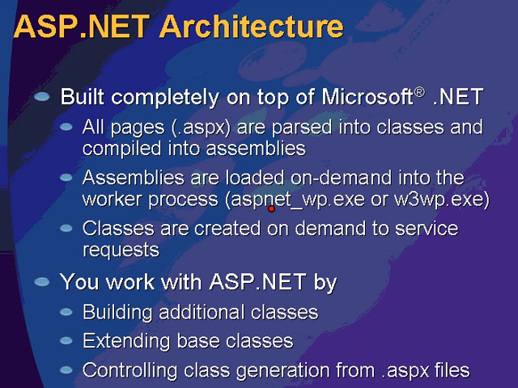The worker process itself, if you want to go looking for it, is going to be either ASP.NET_WP.exe if you're running XP or Server 2000, or it's going to be W3WP.exe if you're running Server 2003, which probably most real live deployed sites are going to be doing today. That's using IIS6. And then classes are created on demand. So the simple way to look at how you work with ASP.NET is you just write ASPX files. But conceptually, you're actually building additional classes, even if you're not physically writing the class, because your pages are turning into them. You're extending base classes, and you're controlling the class generation process from ASPX. We're going to look at that in a bit more detail in just a moment.